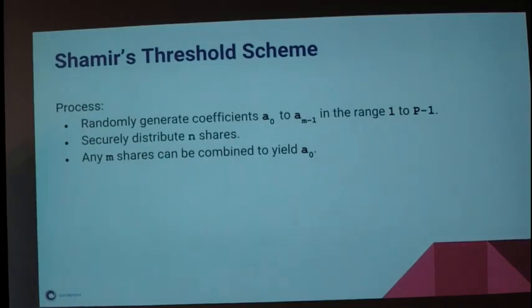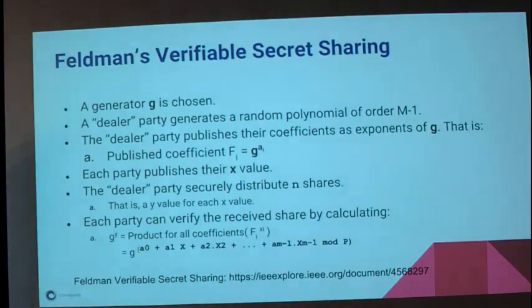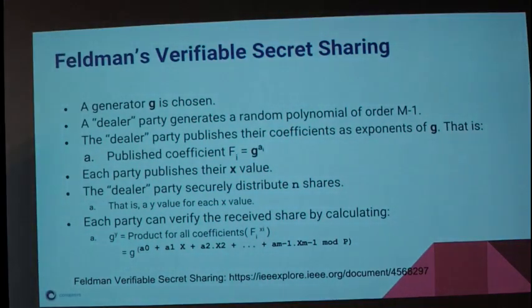And so you randomly generate a0 to a(m-1), and they've got to be in the range 1 to p minus 1. And then you securely distribute your shares, and then any m of those shares can be used to recreate the equation, which can give you the x equals 0 value, which is a0. So that maths can be used in things like this.